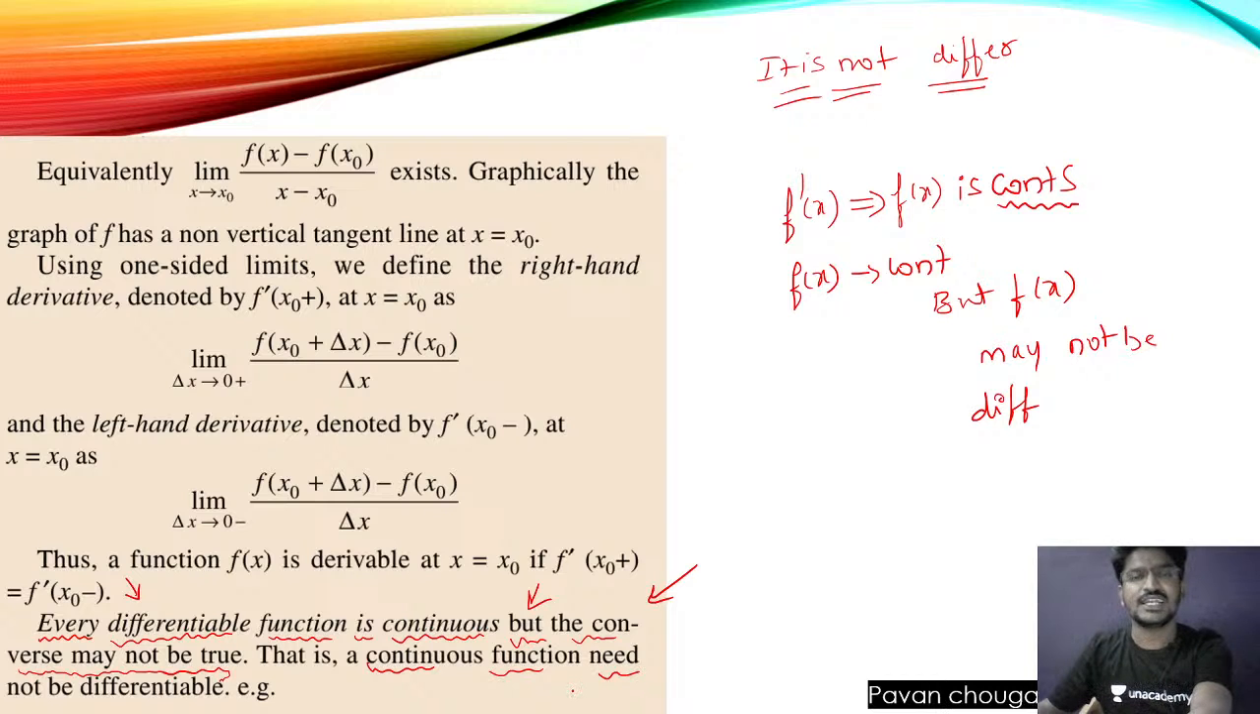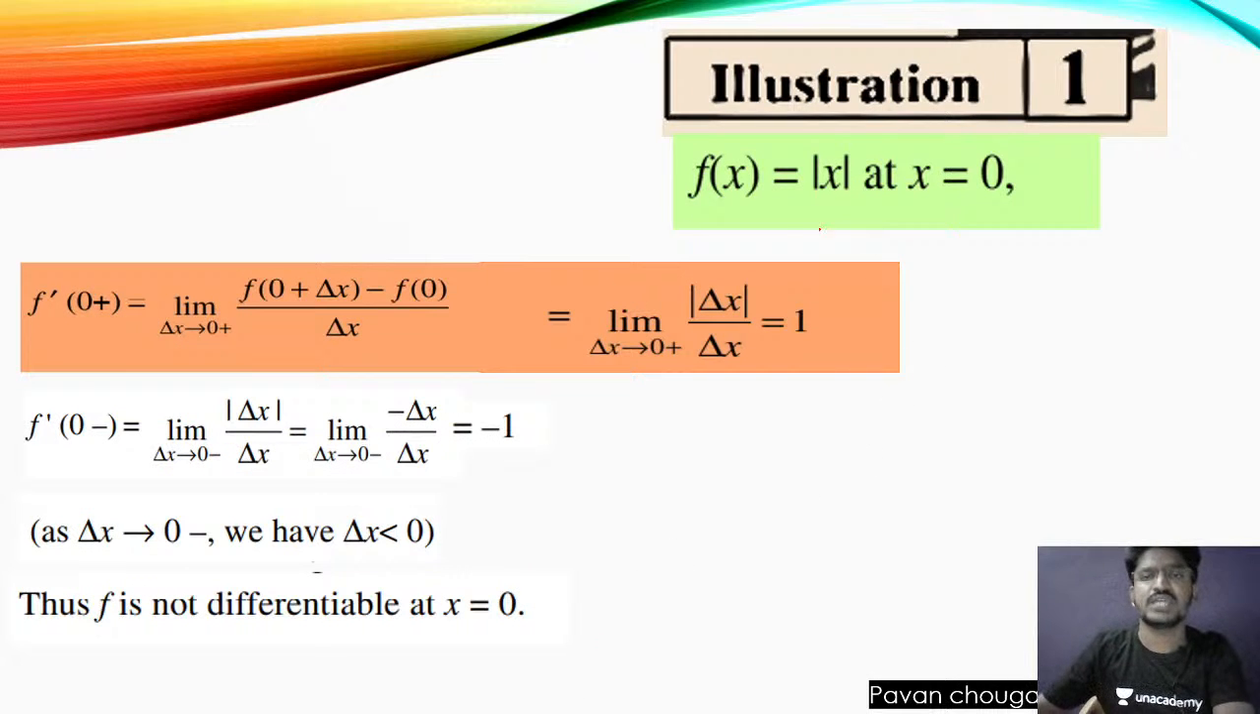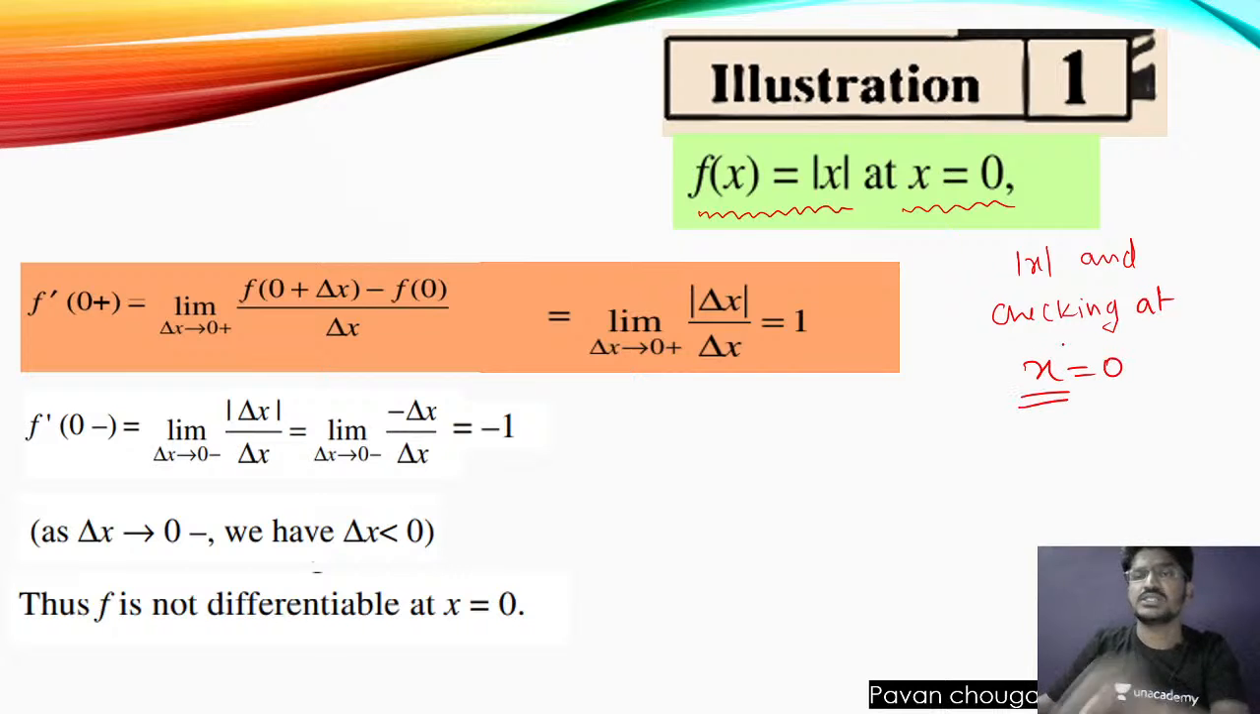So for that, let us see one very famous example, that is f of x equal to mod x at x equal to 0. That means mod x is given and they are checking at x equal to 0. That means mod x at x equal to 0, is it differentiable or non-differentiable? That is what they are asking, clear?